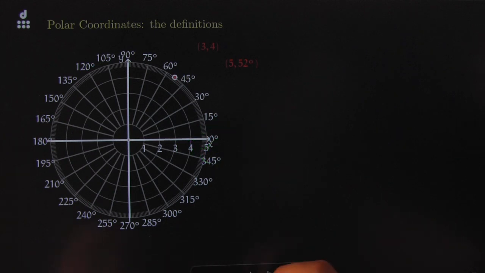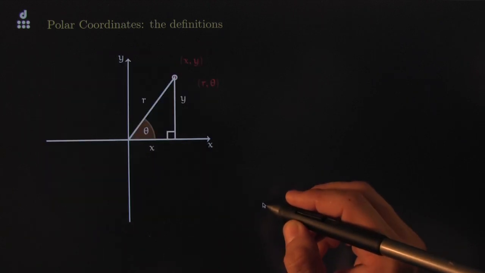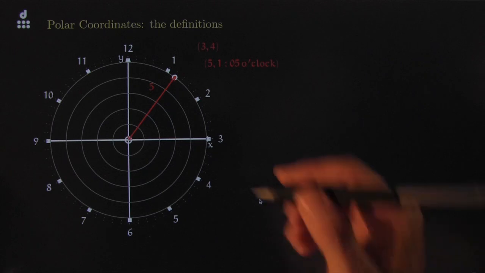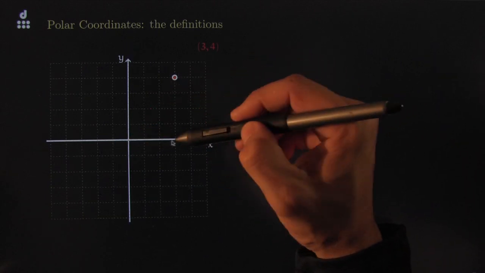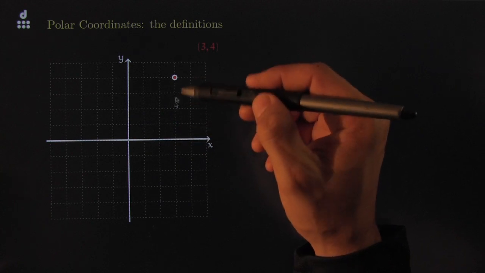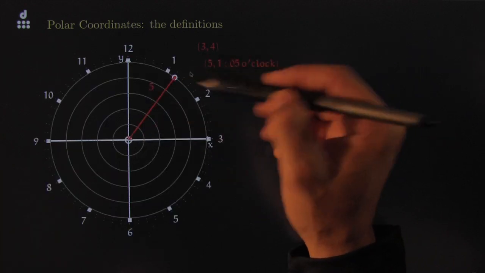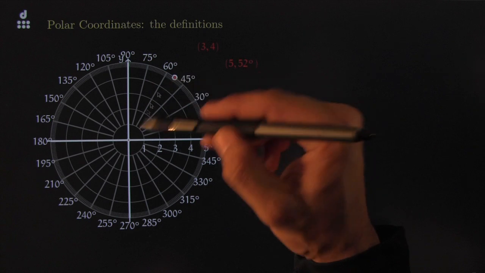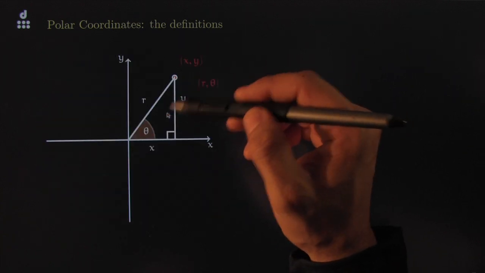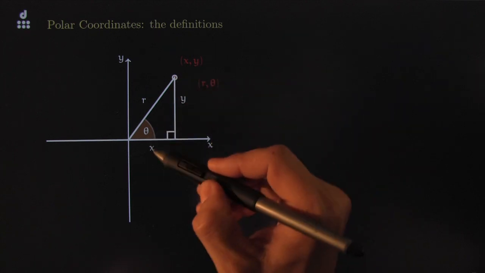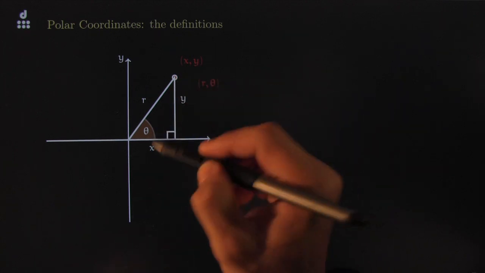Okay, that's polar coordinates. Now the other thing you should understand is that there's this easy conversion between the two, a sort of a dictionary that would help you get from one to the other if you ever need it. And to do that, we're going to look at the point in both ways. So one way, you just have right 3, up 4. That's the Cartesian. The other way, you're looking at some angle, and you're going out so many units.